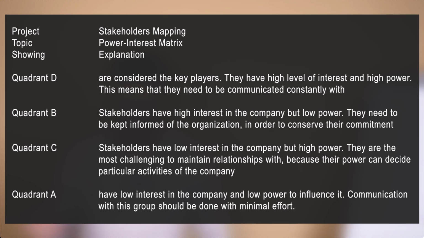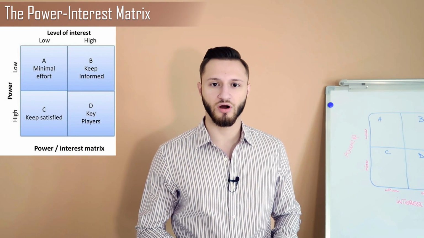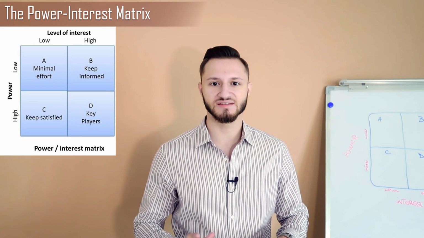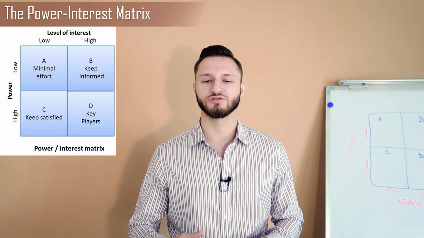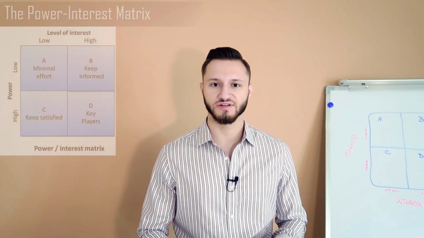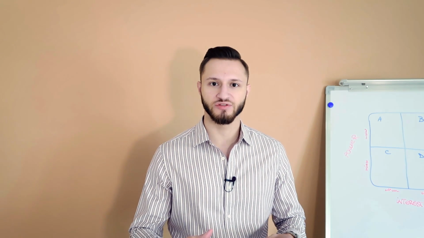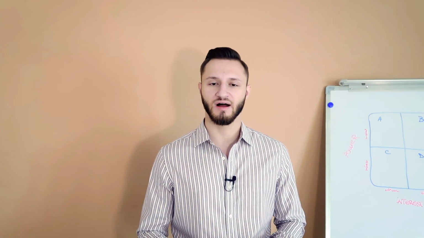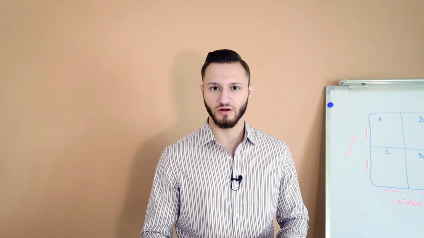And finally, Quadrant A have low interest in the company and low power to influence with. Therefore, communication with this group should be done with minimal effort. The communication department of a company needs to be aware that although the power usually stays the same, the level of interest of each group of stakeholders in the company might change, so these entire categories might change and fluctuate. Therefore, this model should be run on a usual basis.